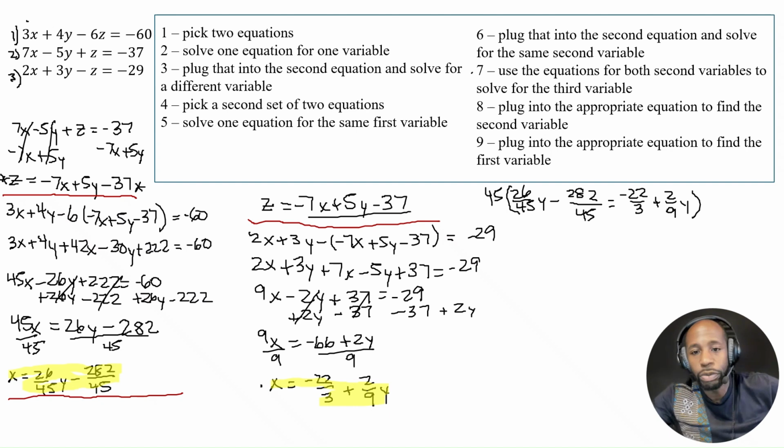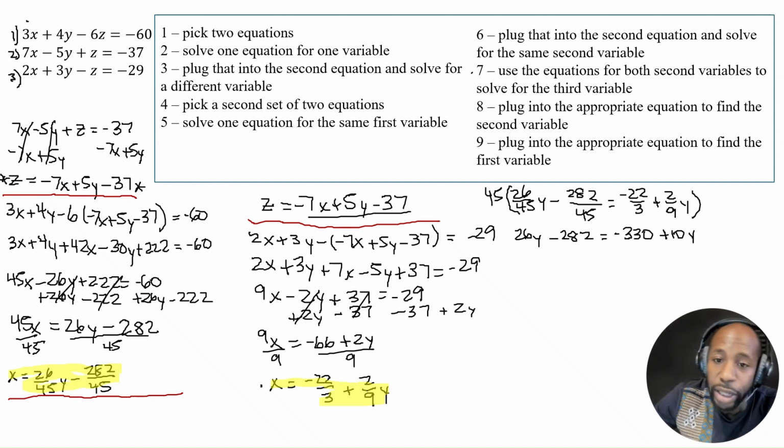So when we do that multiplication, we get 26y minus 282 equals, so you got negative 22 times 45 over 3. 45 divided by 3 is 15. Okay, so it's negative 22 times 15, which is negative 330. Then you have 45 times 2 over 9. 45 over 9 is 5. 5 times 2 is 10. So it's going to be plus 10y. So you see the numbers start to get a little cleaner, thankfully.